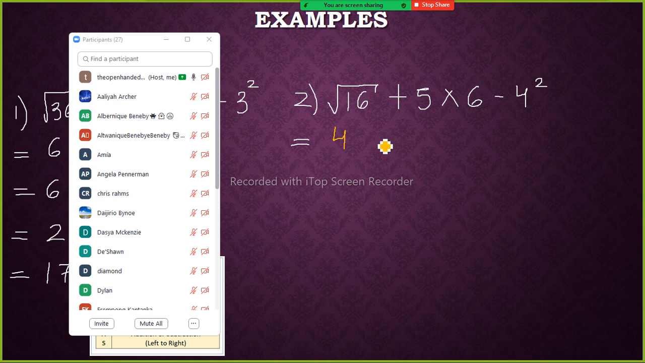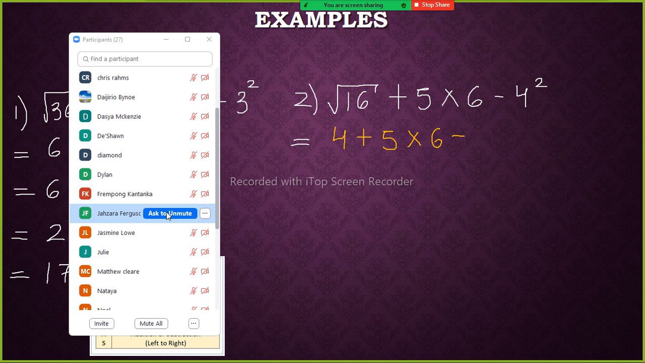Now we have 4 plus 5 times 6 minus 4 squared. What is 4 squared? 16. Very good.